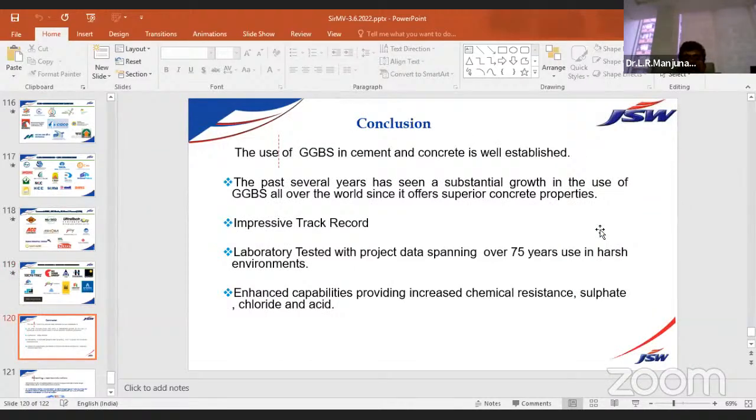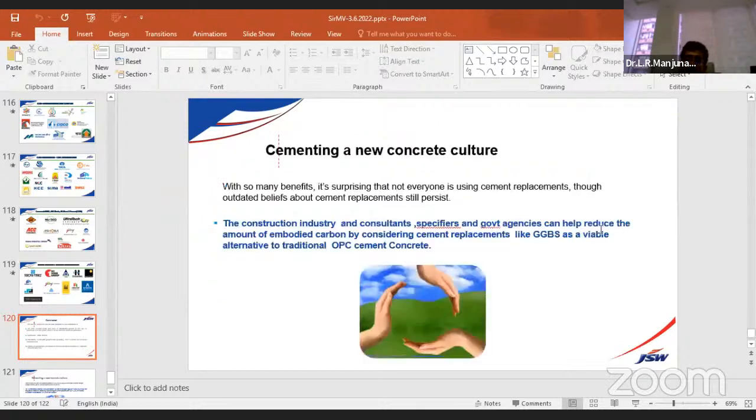So I would like to conclude my presentation today by saying that this is a very eco-friendly mineral additive, GGBS. A well-established, well-proven product with a lot of approvals from government, a lot of codal approvals. And I request the engineers from government departments and also the students who are participating to start using this product. Either you use blended cement in concrete making, slag cement, or composite cement, or use GGBS in ready-mix concrete manufacturing. It's an impressive track record, proved worldwide, with higher replacement and enhanced capabilities to increase chemical resistance, sulfate resistance.